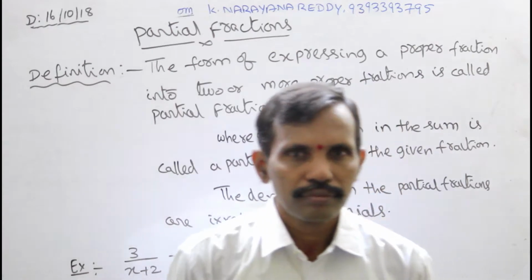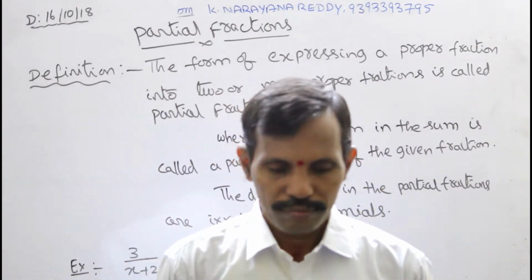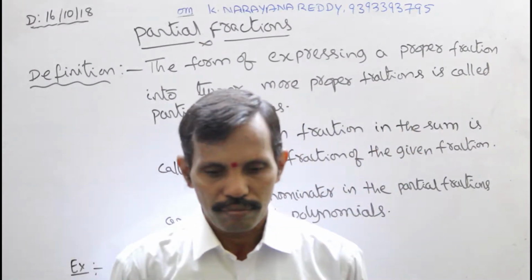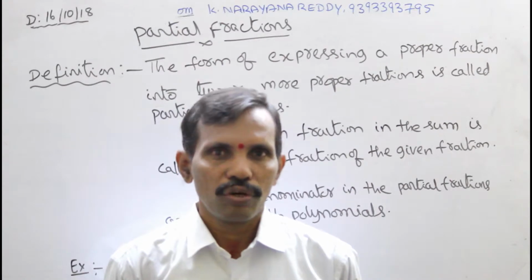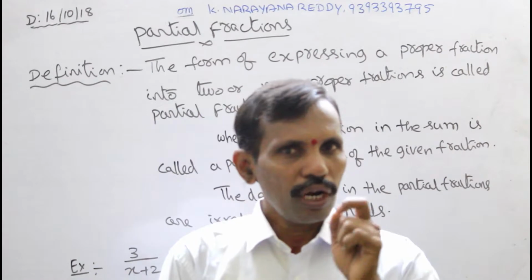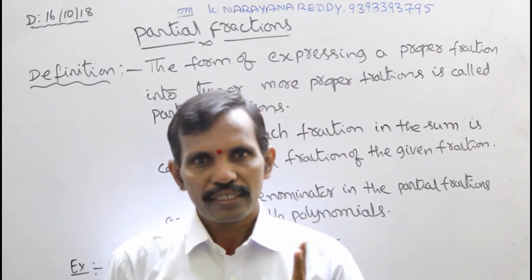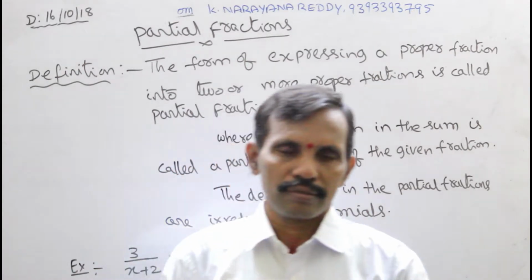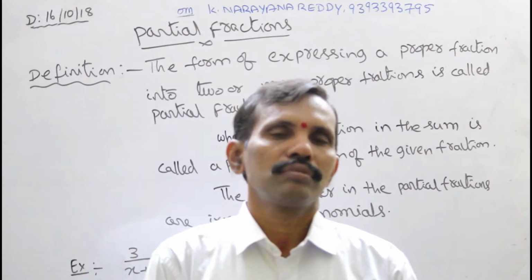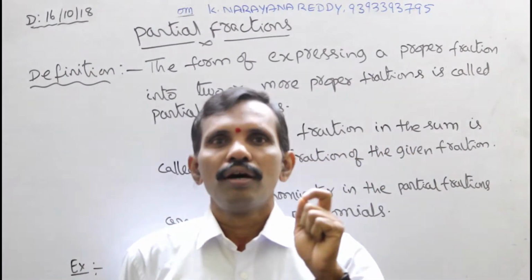Actually, fraction is nothing but P by Q form, where Q is not 0. In the same manner, in polynomials also, if f of x and g of x are two polynomials, where g of x is not 0, then f of x by g of x is called a fraction.